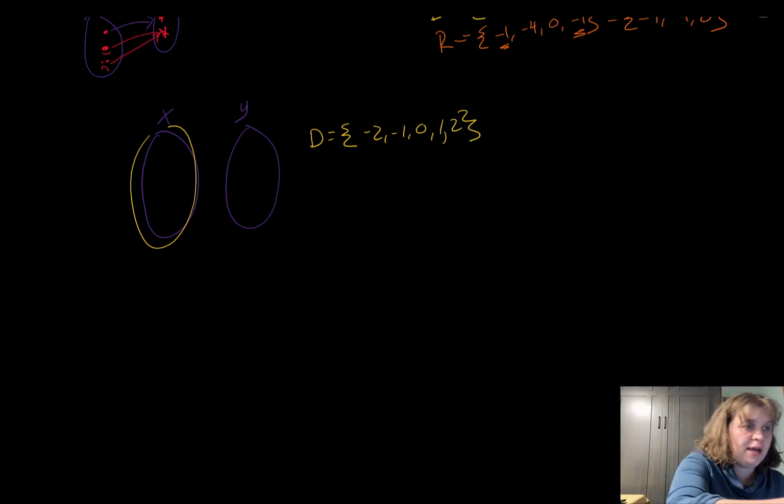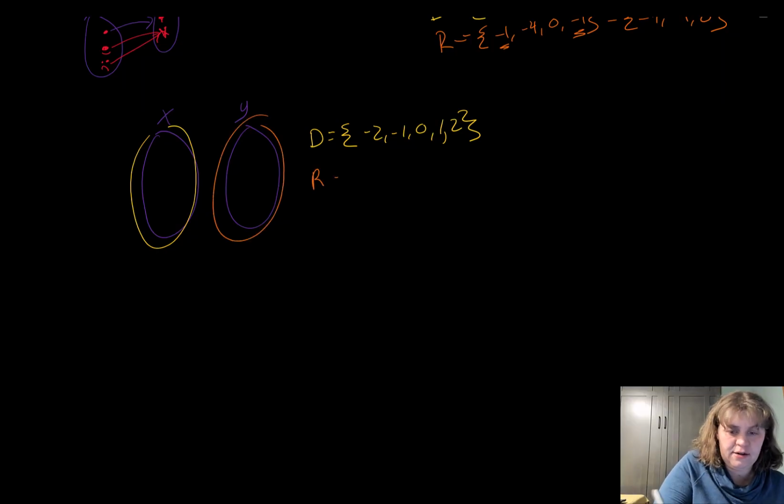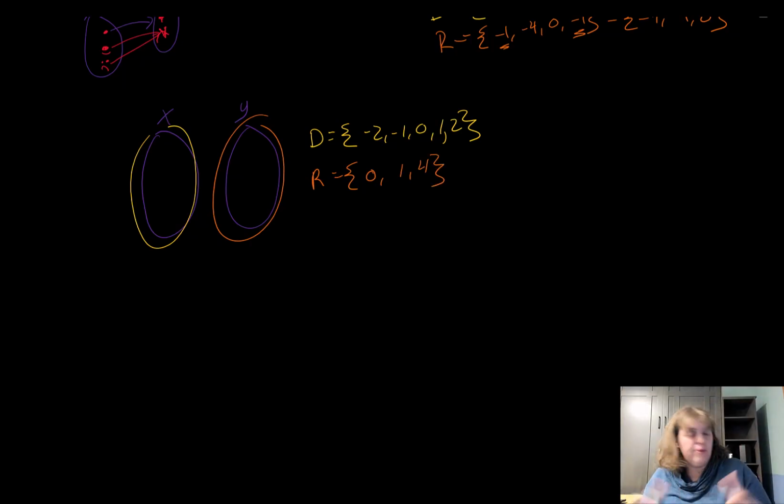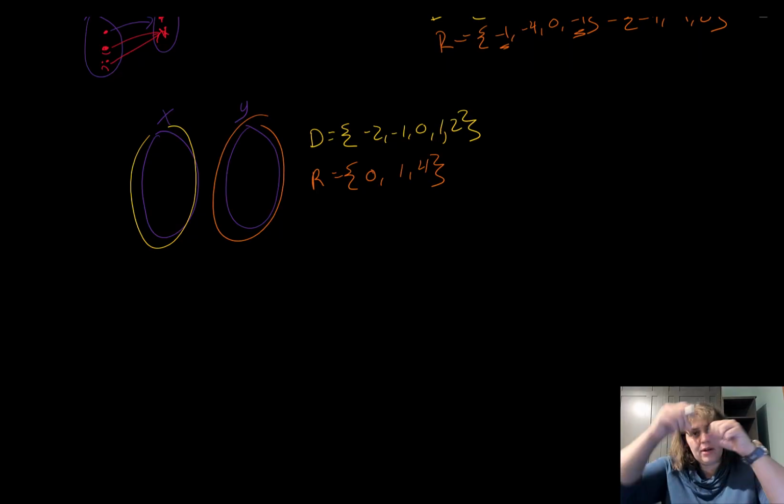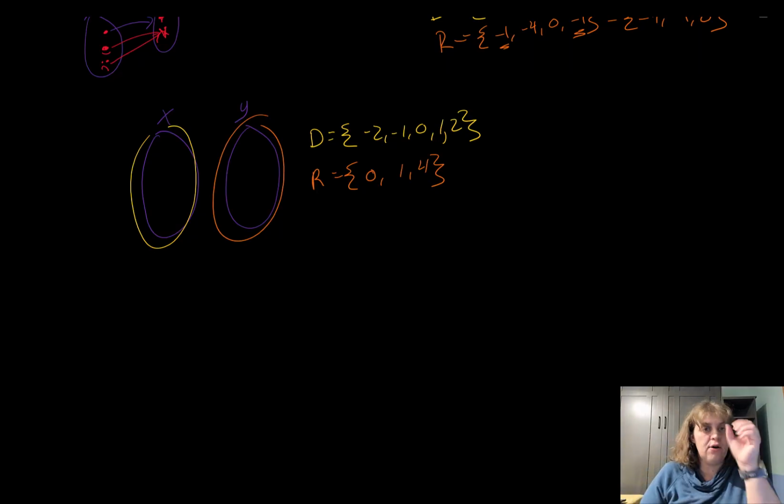And then my range, again, is going to be just whatever numbers happen to be in there: 0, 1, and 4. So for this middle example, is this a function? Each one of my little doohickeys, I'm going to look at all of the arrows or all of the numbers in the domain, my X ones, and make sure that they're only getting mapped over to one other thing.